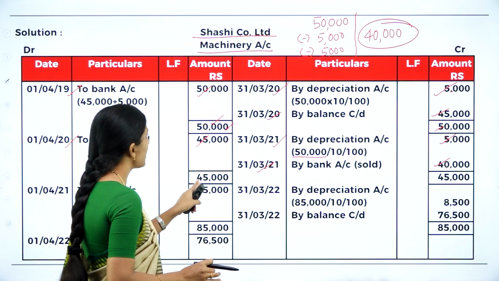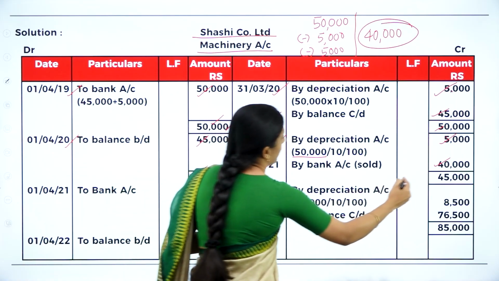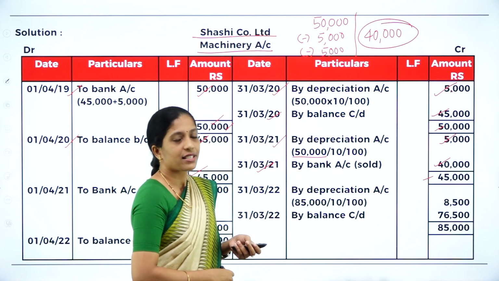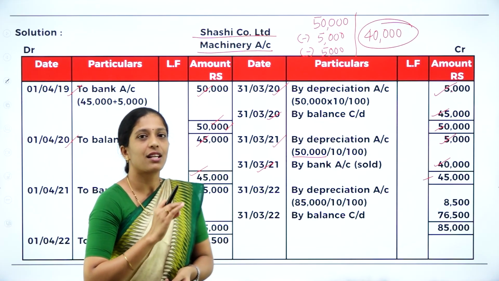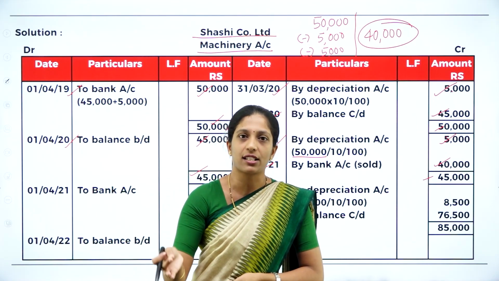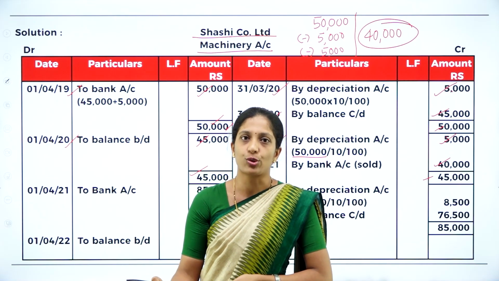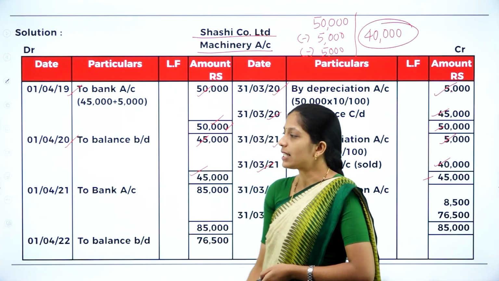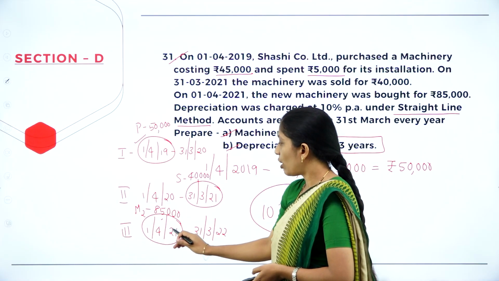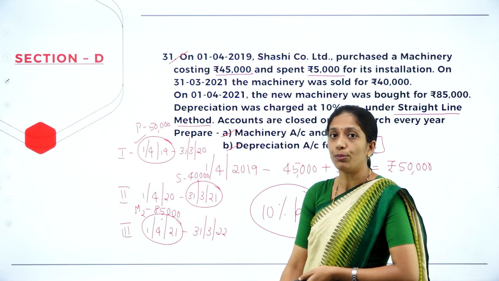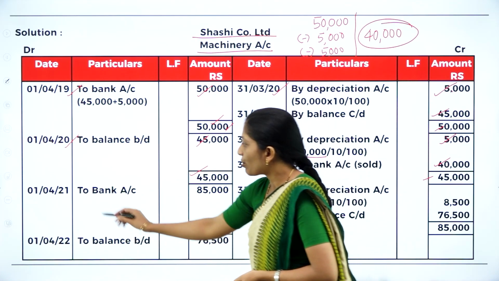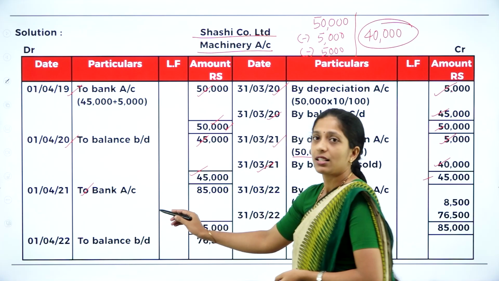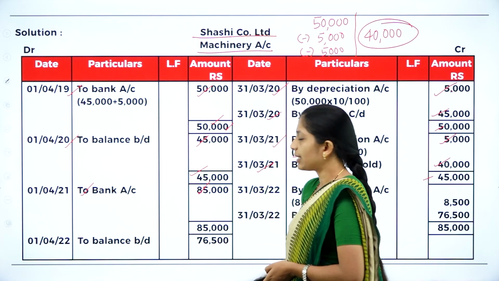So it will balance both the side. 45,000 and 45,000. No balance carried down because the machine will not continue for the next year because it is completely sold. So hope you are clear about it. Now coming to the third year, on 1/4/21 we purchased a new machine for 85,000. So 1/4/21 to bank account, this is of machine 2, 85,000.